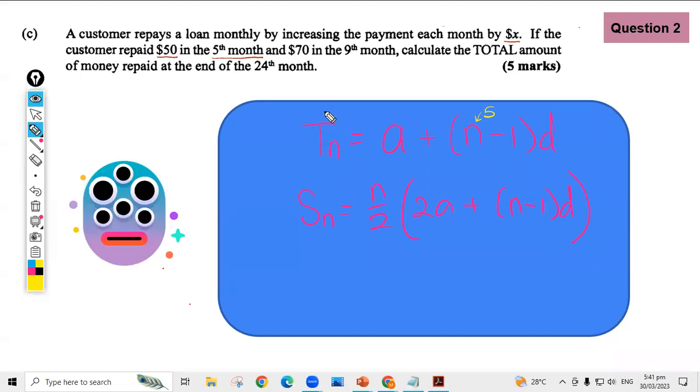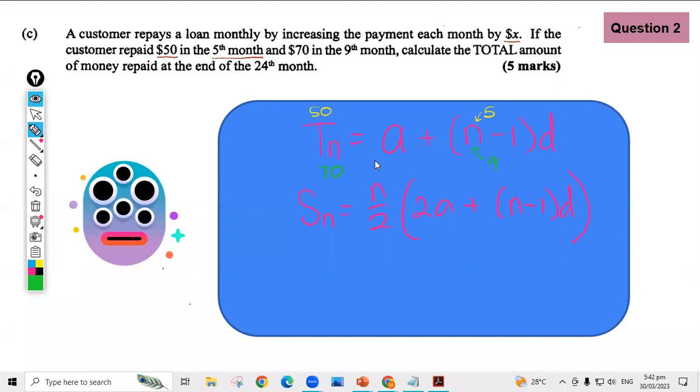And the 5th term is $50. Now, we don't know the value of A. And of course, we don't know the value of D, which is going to be represented by X. Then they told us that on the 9th month, the amount paid was how much? $70. So that means when you replace N with 9, the amount paid in that month was $70.